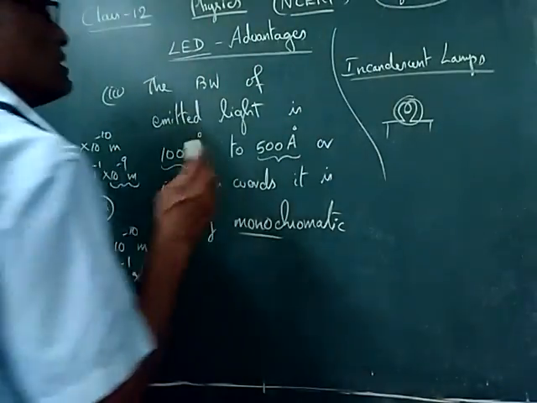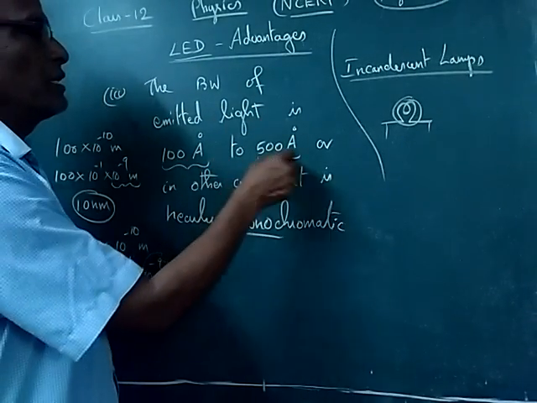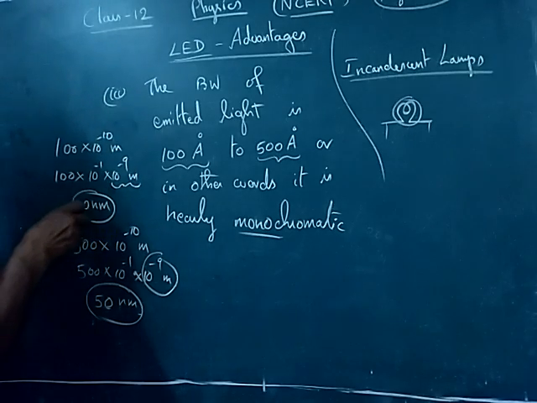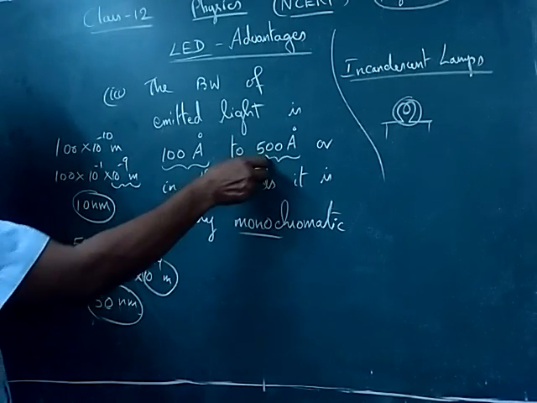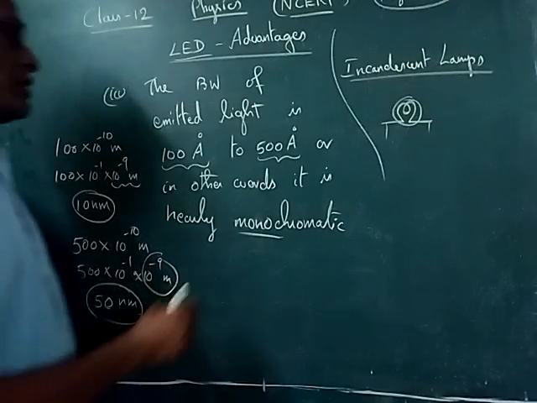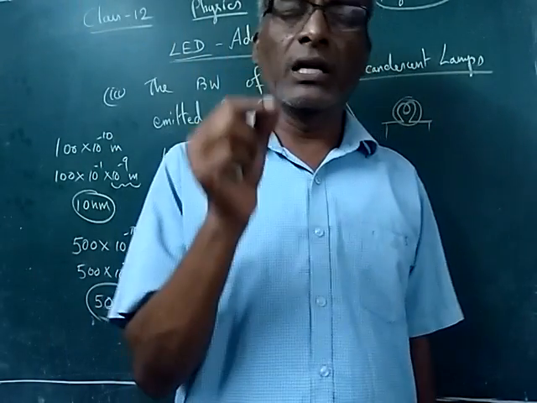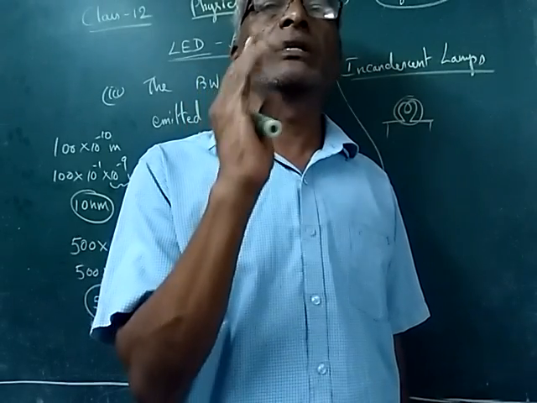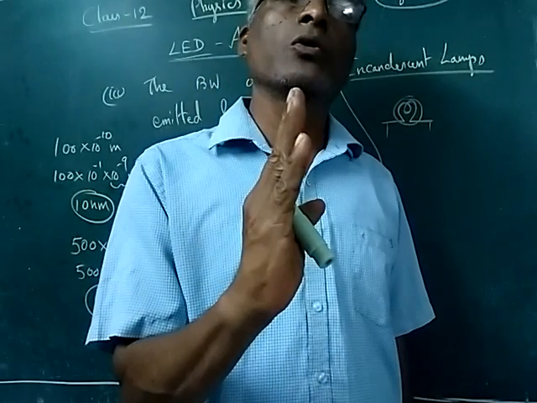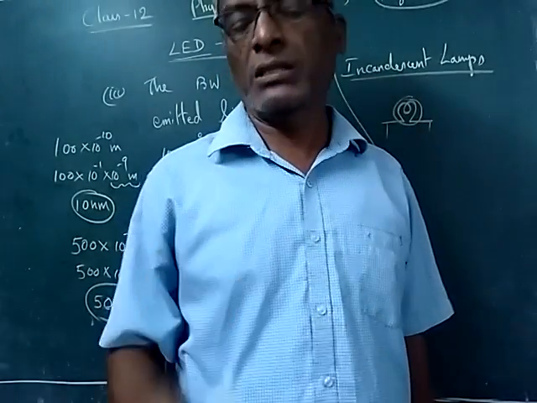So that's why we say the bandwidth of the emitted light is 100 angstrom unit to 500 angstrom unit. So this 100 angstrom unit is nothing but 10 nanometer, and 500 angstrom is nothing but 50 nanometer. And it is monochromatic. Monochromatic means if a LED is designed for a particular wavelength, it emits that wavelength alone, or it will be very close to that. There is no much deviation from its center wavelength. That's the meaning of this point.